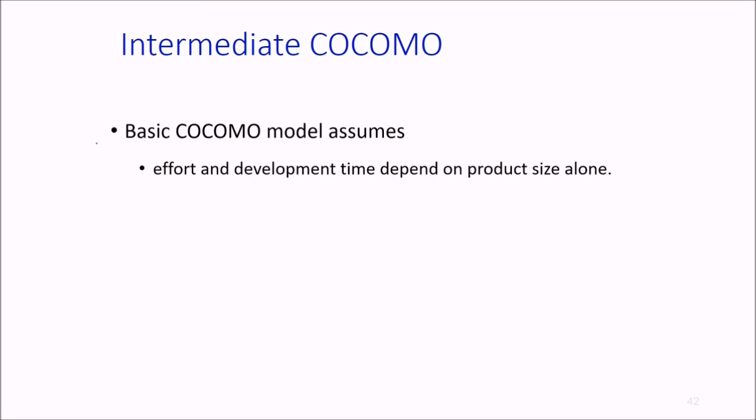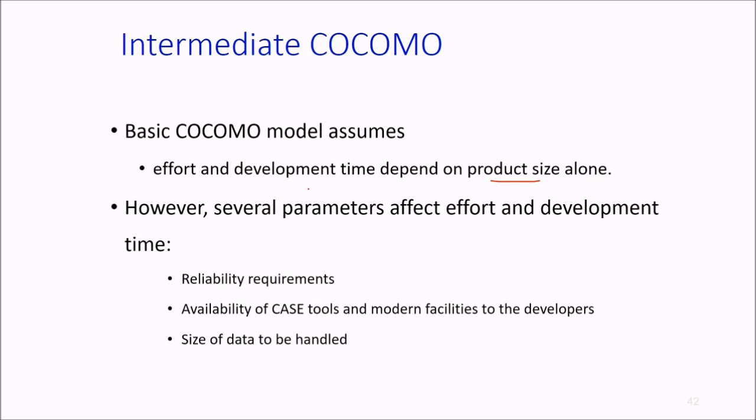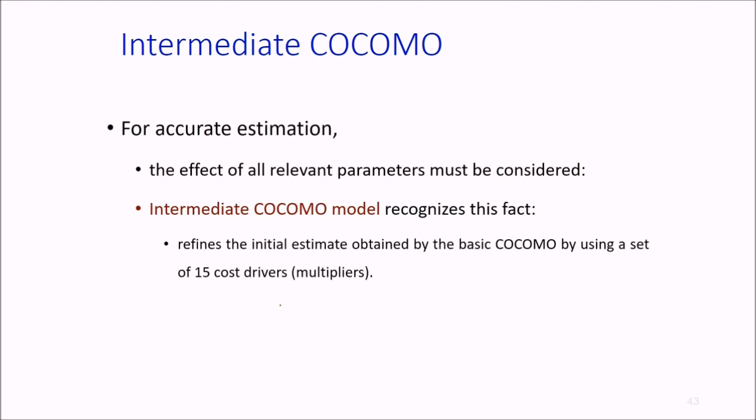Intermediate COCOMO. The basic COCOMO we have seen assumes that effort and development time depend on product size alone. But there are several other parameters that affect effort and development time, like reliability requirements, availability of computer-aided software engineering tools, modern facilities for the developers, and also the size of data to be handled. So to estimate more accurately, the effect of all relevant parameters has to be considered. The intermediate COCOMO model recognizes this fact.